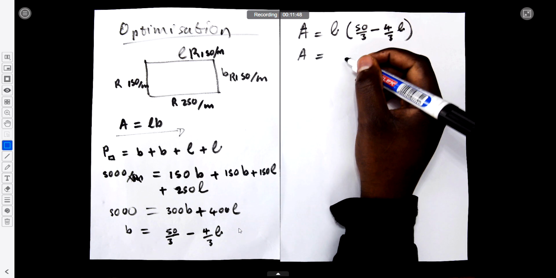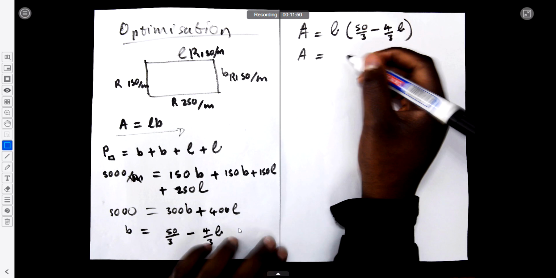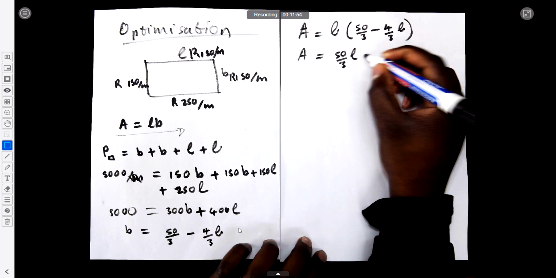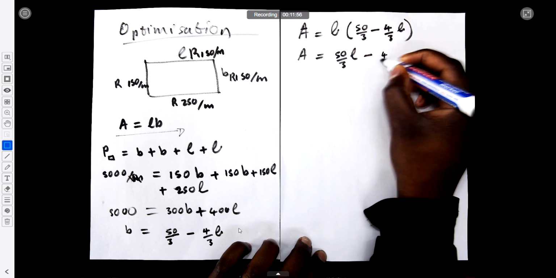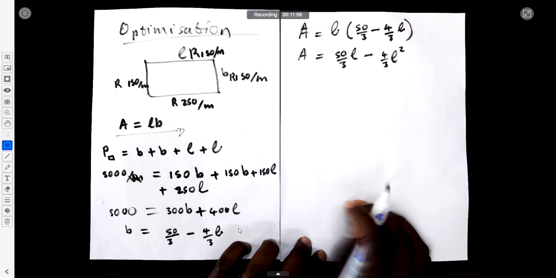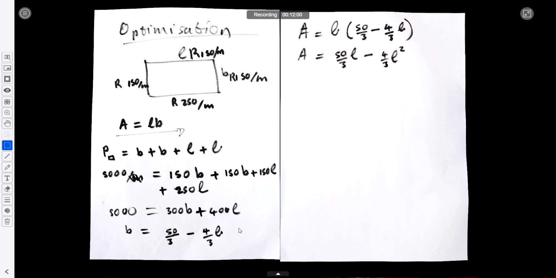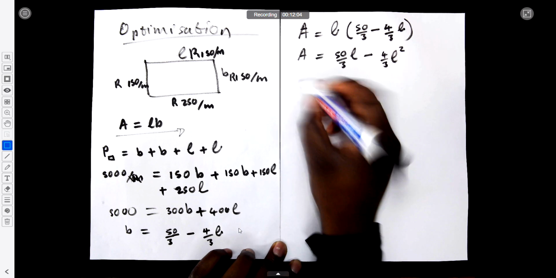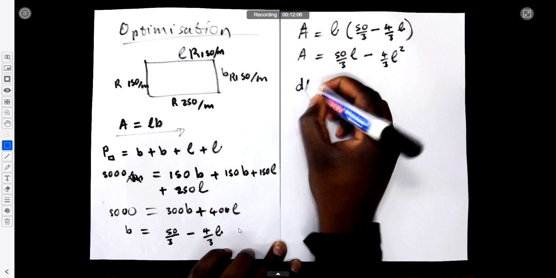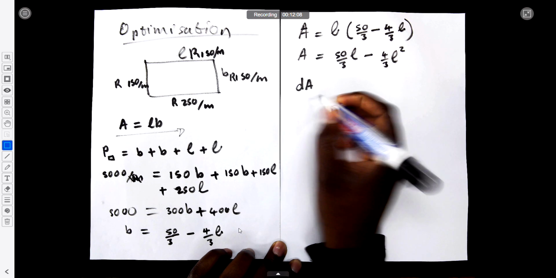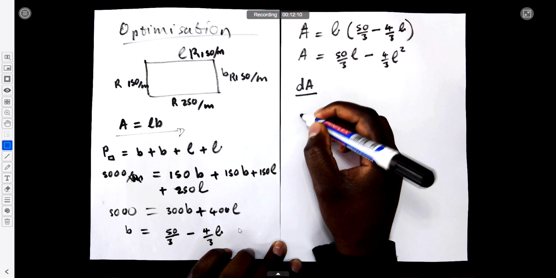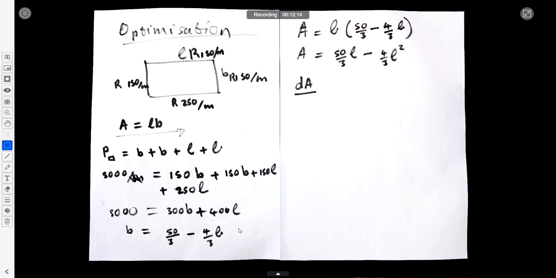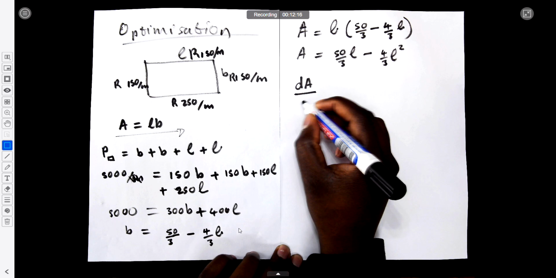We're going to differentiate, since the area is dependent on L. So it's going to be 50/3 L minus 4/3 L squared. So let us maximize the area. We know this from applications of differentiation. We're going to differentiate the area in terms of the length, because it's dependent on L. So it is a function. It is our function.